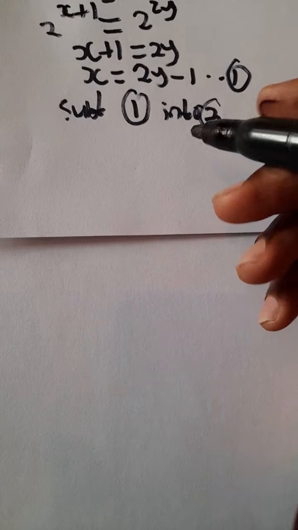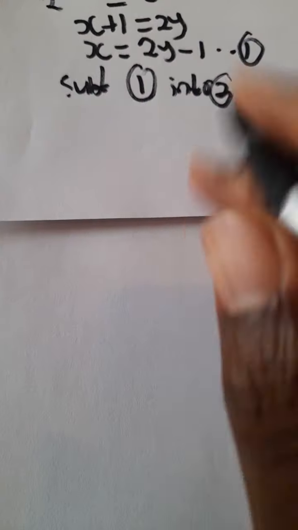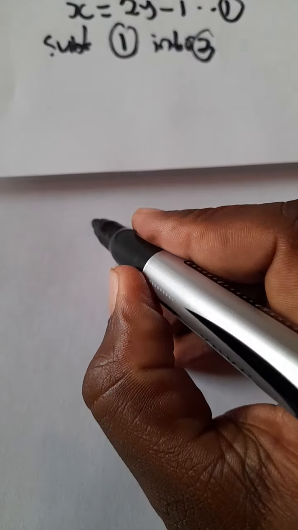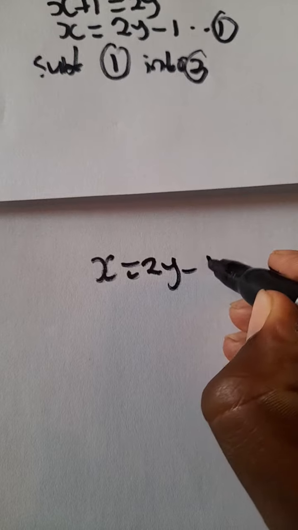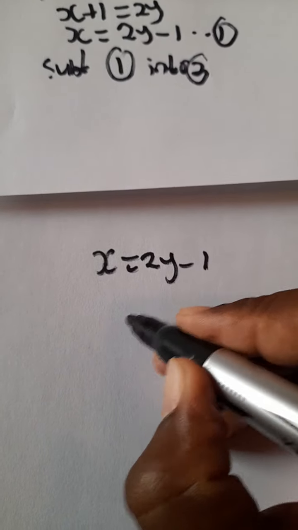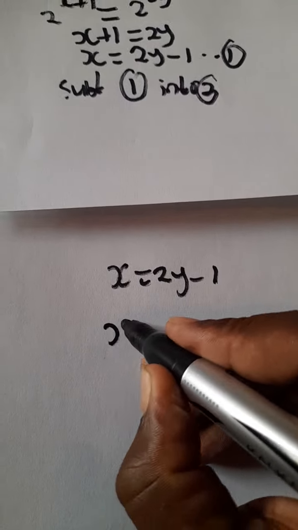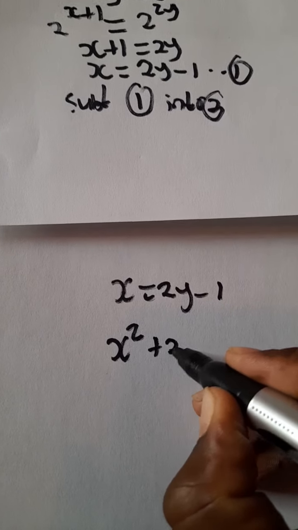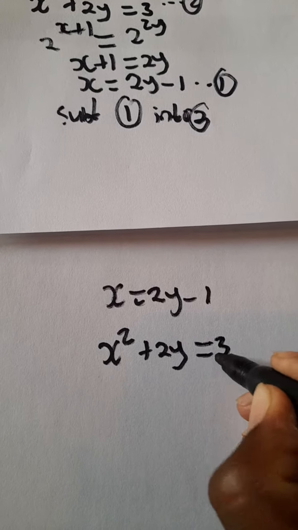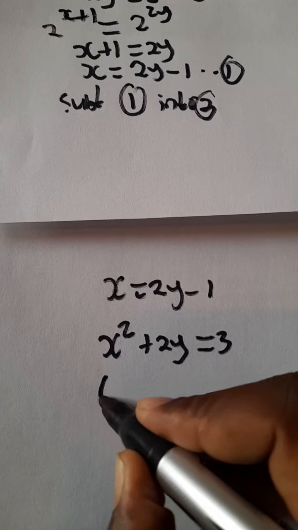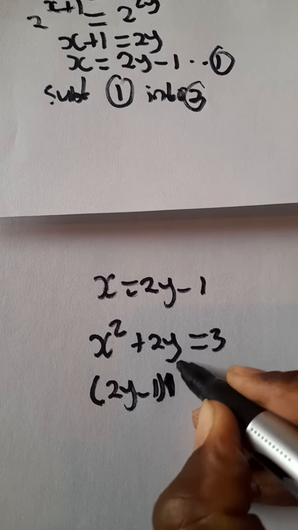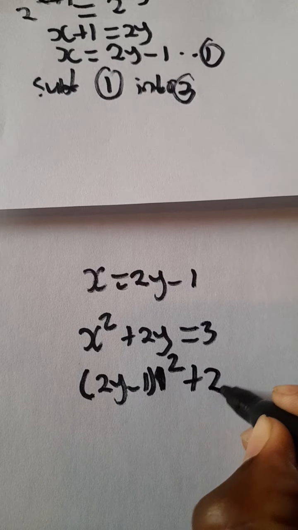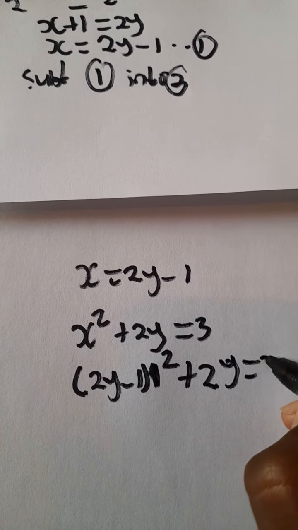Okay, so you may recall that we had x is equal to 2y minus 1, right? So we have to substitute it into this equation, x squared plus 2y, which is equated to 3. So where there is x, we shall place 2y minus 1. Remember that we are supposed to square it here, plus 2y equated to 3.